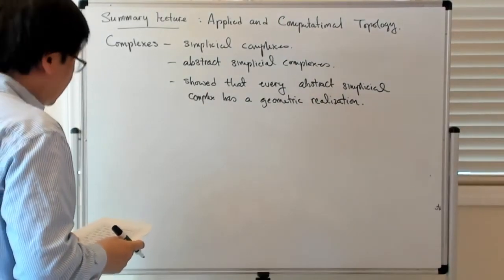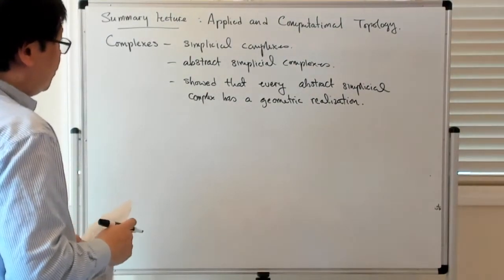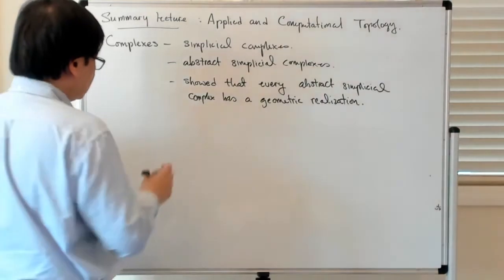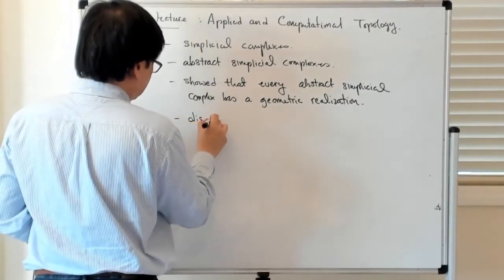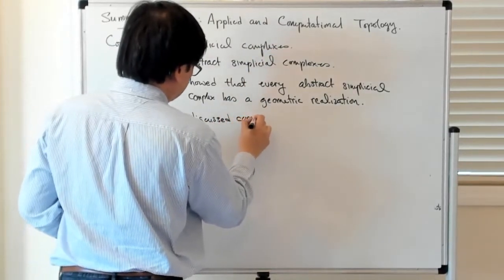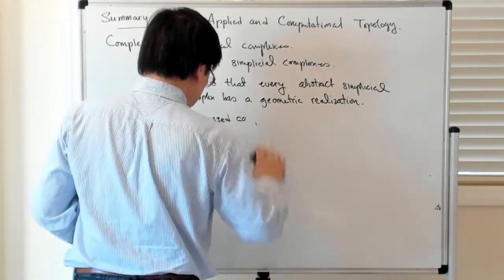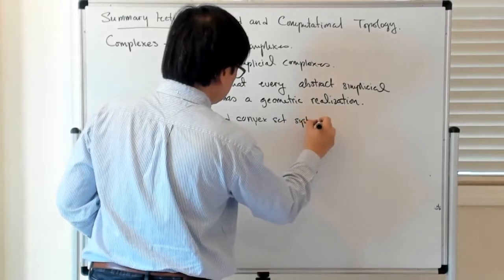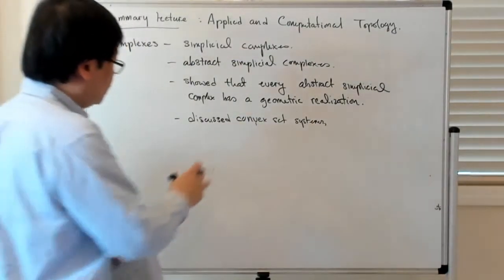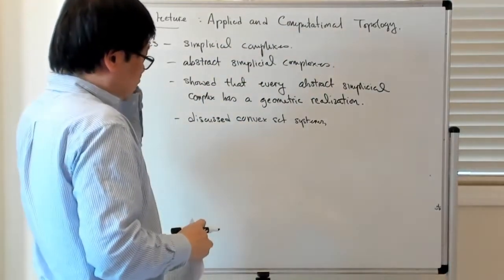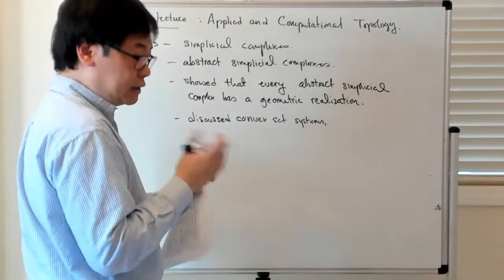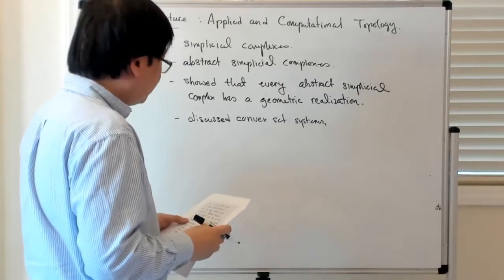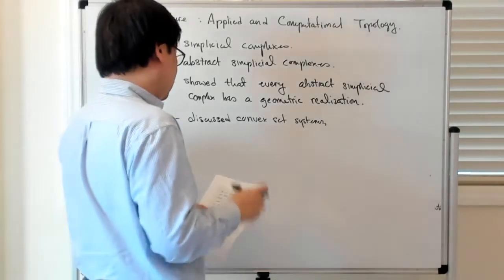In particular, we showed a very systematic way to construct abstract simplicial complexes from sets of convex sets. So we discussed convex set systems. We looked at the intersections between convex sets and higher intersections, if you will. That then gave you a notion of abstract simplicial complex through the notion of a nerve of a convex set system.